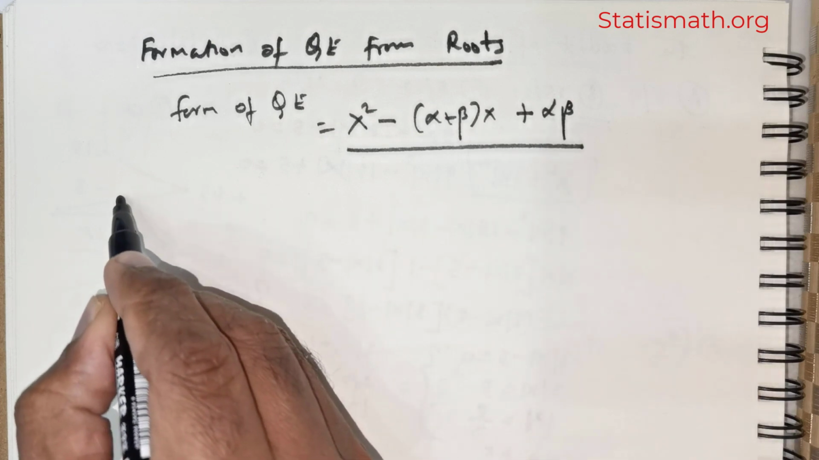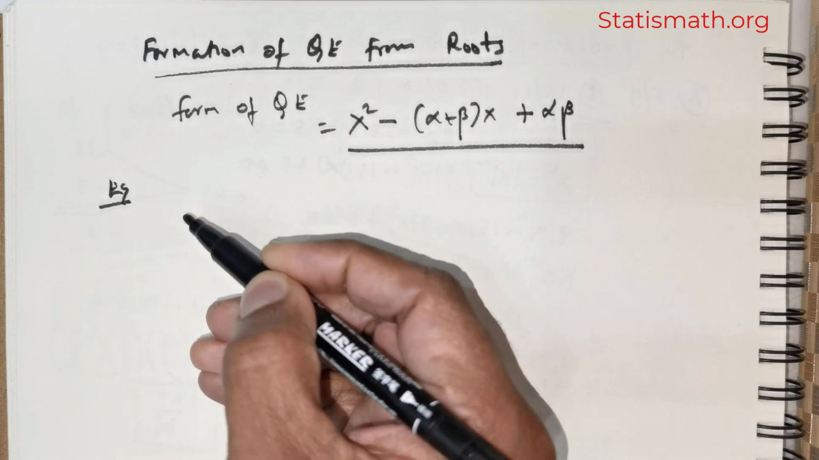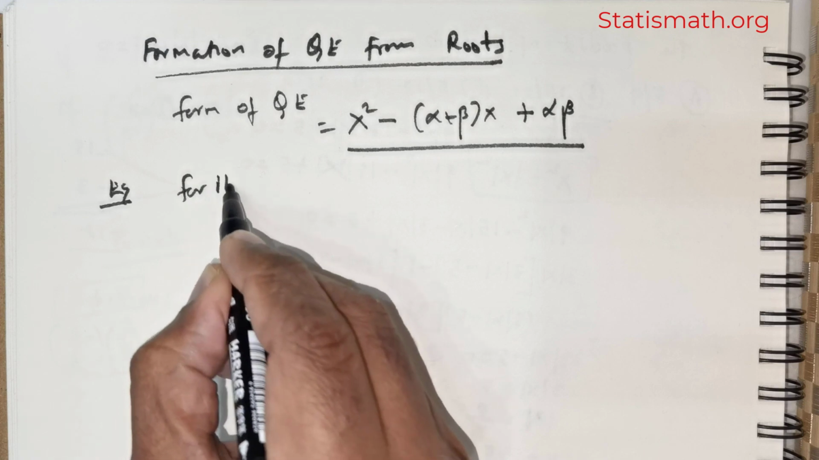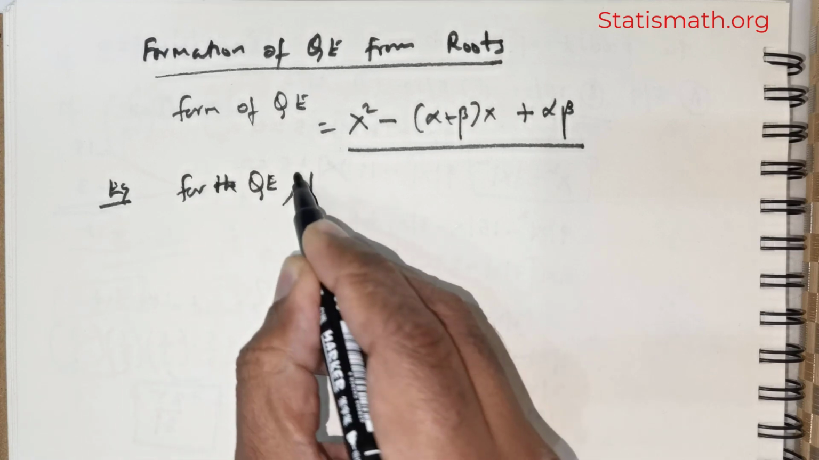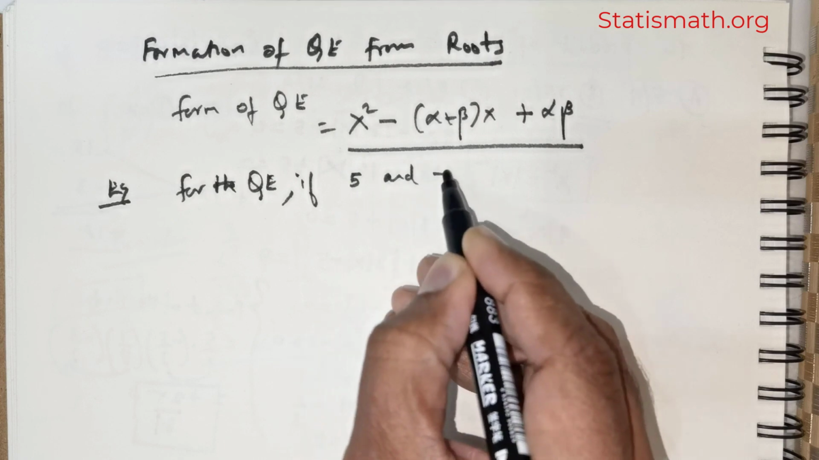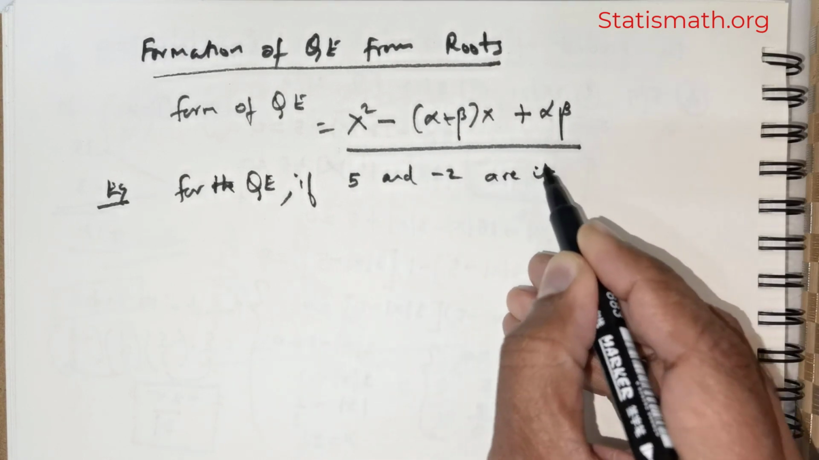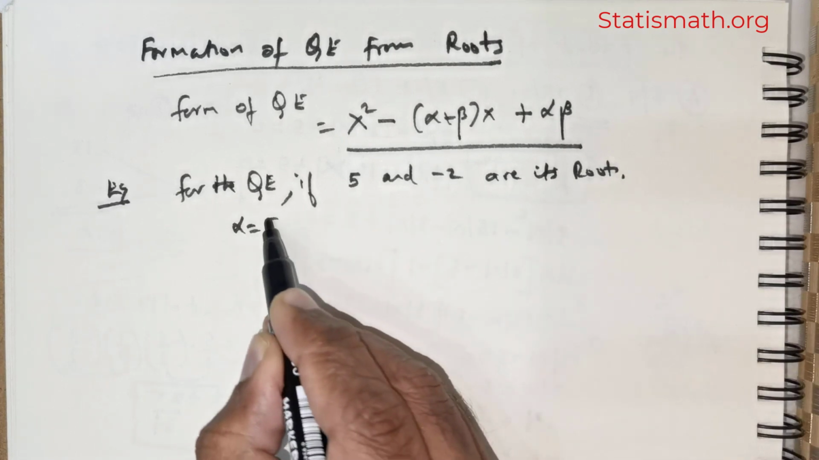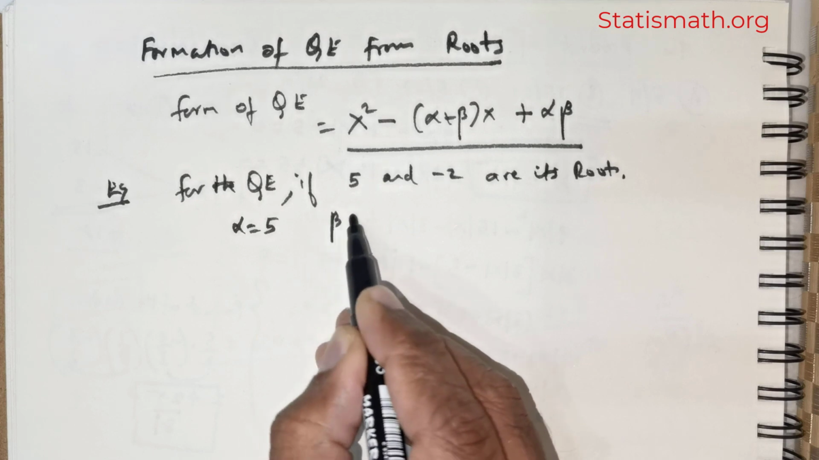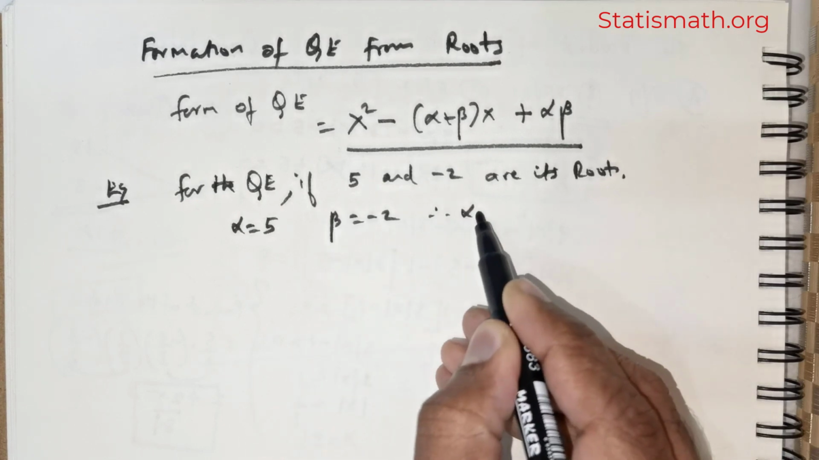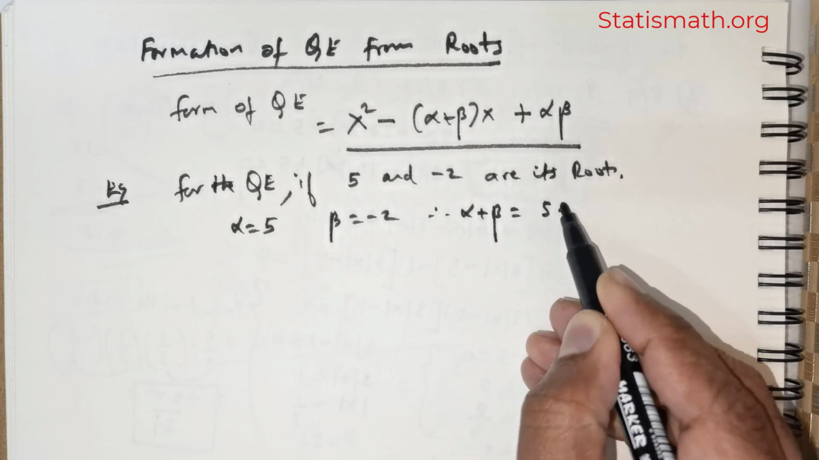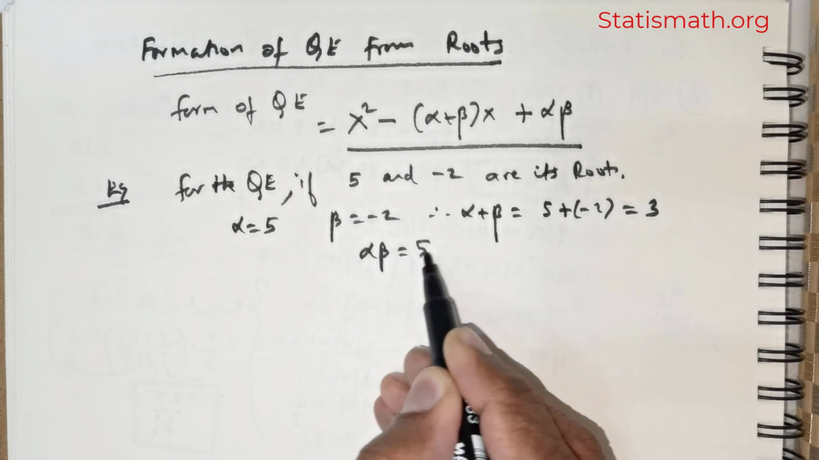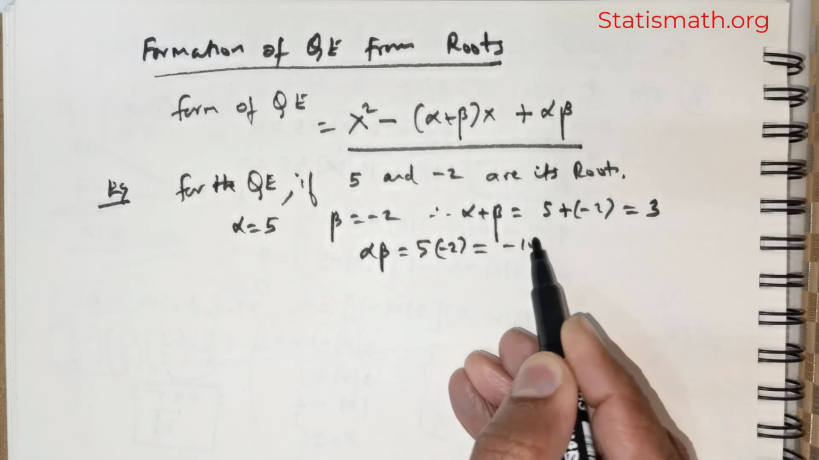Now let me give you an example. In this example we are expected to form the quadratic equation if 5 and negative 2 are its roots. So we got alpha to be 5 and beta is negative 2. Therefore the sum of the roots, alpha plus beta, is 5 added with negative 2, which is equal to 3, and the product of the roots is 5 times negative 2, which is equal to negative 10.